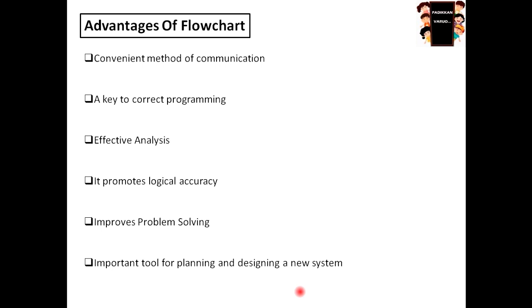The flowchart will definitely improve problem solving. It will definitely help us to solve the problem in a clear and efficient manner. The flowchart will stand as an important tool for planning and designing a new system, a project or a program.